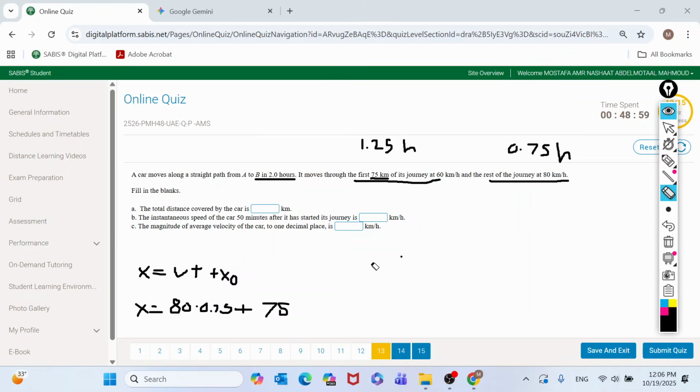Okay, put this on your calculator. 80 times 0.75 plus 75. You're going to get 135.